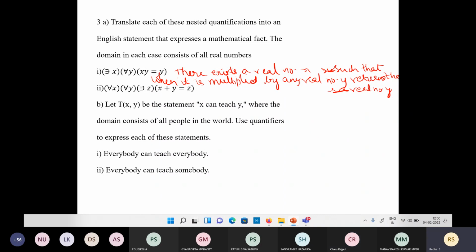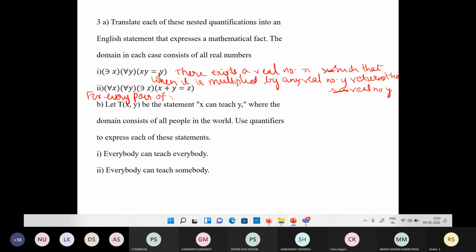Okay, can you please repeat? Correct. For all real numbers, there exists. For every, you write like this. For every pair of real numbers, x and y, there exists a real number z, such that z is the sum. The sum of the pair is equal to z. Okay. Yes. Correct.